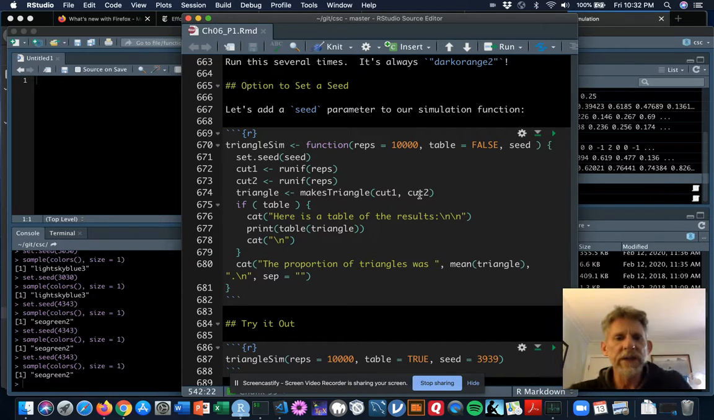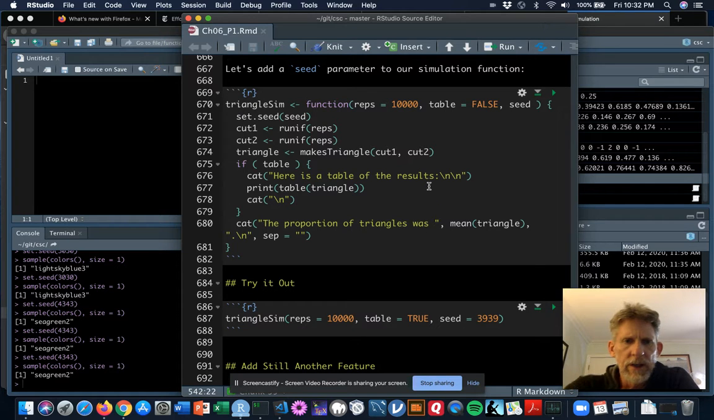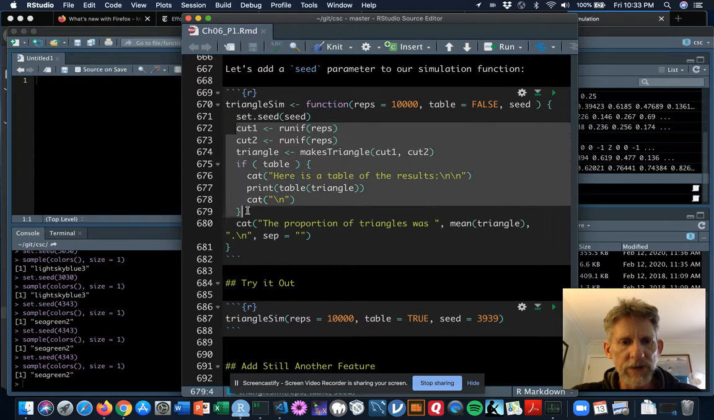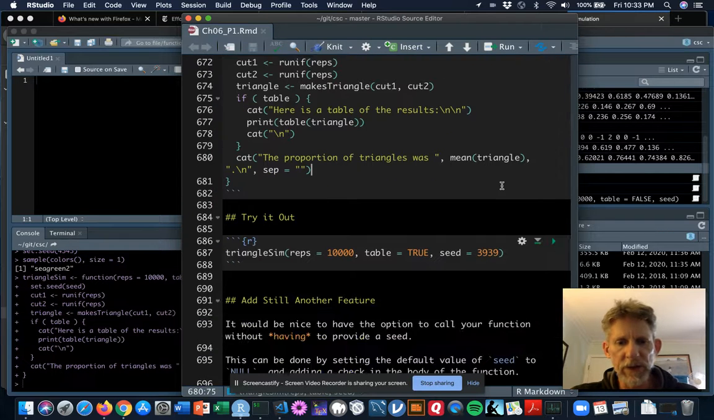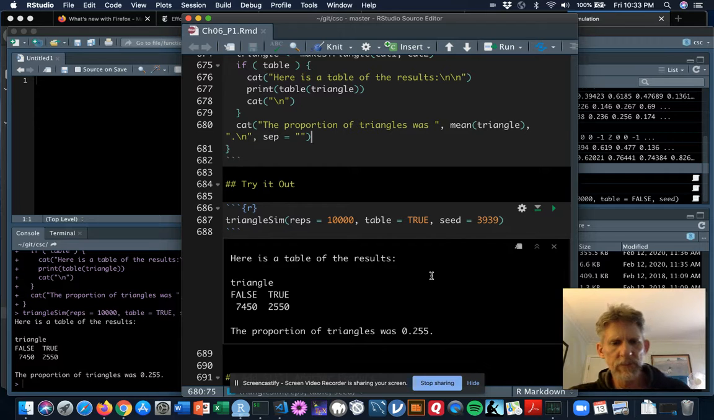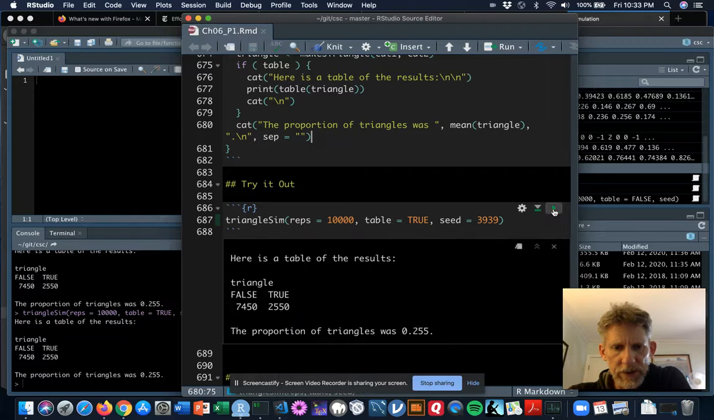You can use this idea in the following way. You could just add an extra little parameter to your triangle sim function called seed, and the user sets it to some integer. And the first thing the function does is set seed to whatever seed was provided, and then does the rest of triangle sim. So I'm going to go ahead and teach that to the global environment and try it out. And if you just try it out every time, you see that you're just going to get the same results every time.